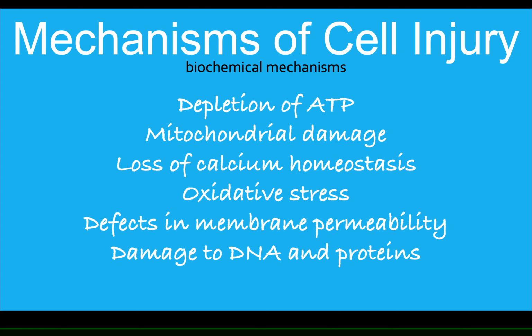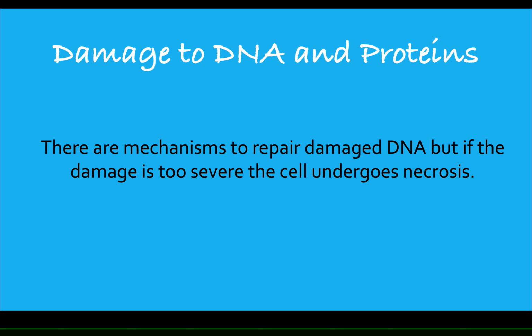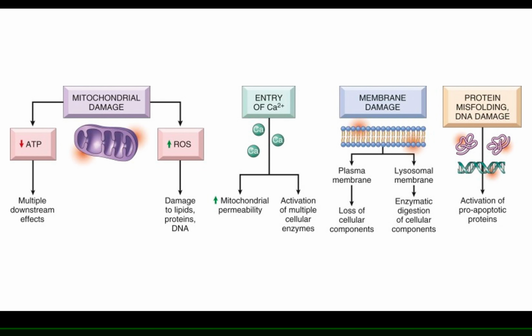And then lastly, we have damage to DNA and the proteins. We do have a normal mechanism to repair damaged DNA, but it only works to a certain point. If the damage is too severe and the body can't fix it, that cell is going to undergo necrosis. Here's the summary of all of the different pathways. And remember, these are all integrated with each other.